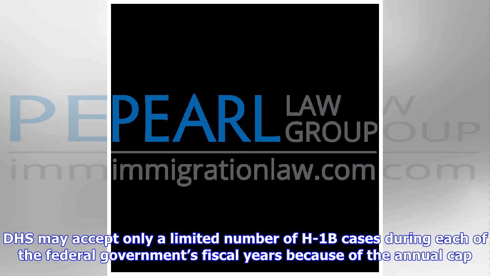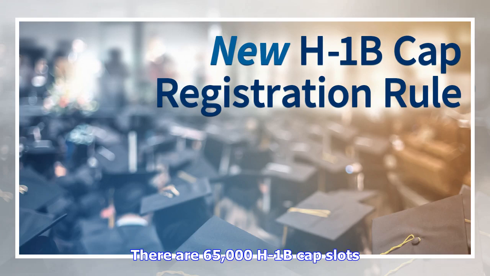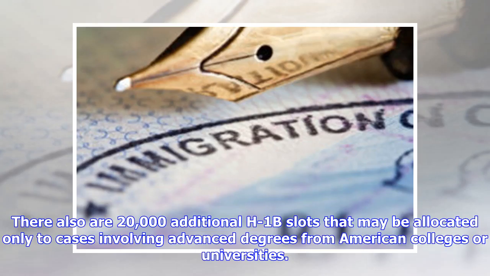DHS may accept only a limited number of H-1B cases during each of the federal government's fiscal years because of the annual cap. With some exceptions, the cap applies to cases in which the foreign national has not previously been in H-1B status within the last 6 years. There are 65,000 H-1B cap slots. There also are 20,000 additional H-1B slots that may be allocated only to cases involving advanced degrees from American colleges or universities.